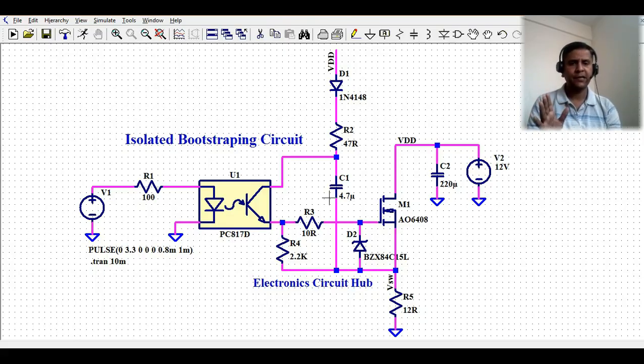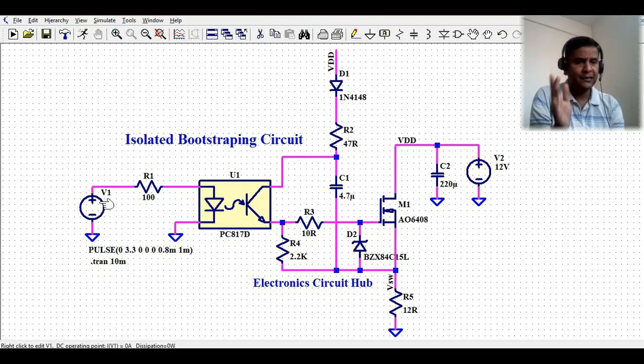Very important to understand. Let's say your V1 is sitting at logic level 0. Let us understand from the 0. That means your optocoupler is off, so you are not sourcing any voltage to the gate. In that case, your M1 is off, and there will be a charging path from VDD to D1, to R2, to C1, and via this to the ground of R5.